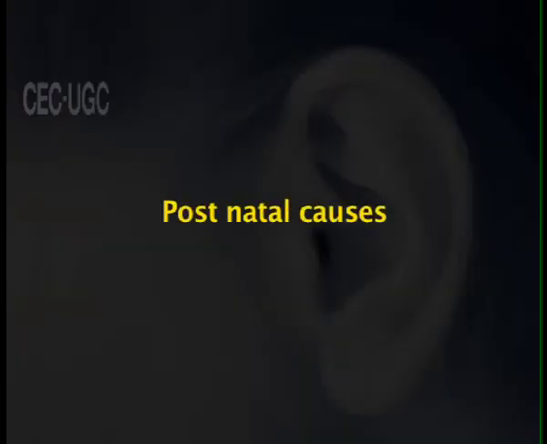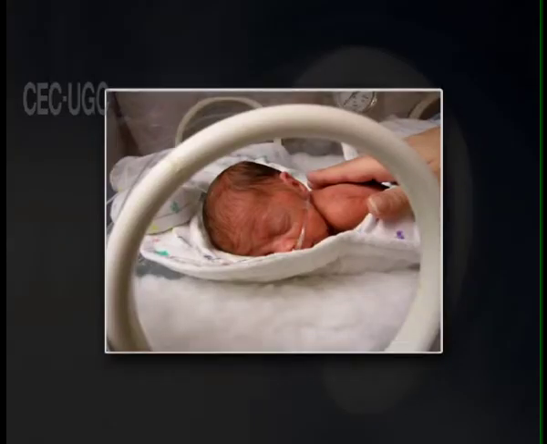Postnatal causes, that is the causes after the birth of the child. Low birth weight, drugs, head injuries, childhood diseases like mumps, diphtheria, whooping cough, measles, typhoid, pneumonia, influenza, meningitis, otitis media, concussion, presbycusis. All these may result in hearing impairment of the child. Sometimes abnormal development in the inner ear causes conductive hearing loss. These are some of the causes or factors causing hearing impairment in the child.